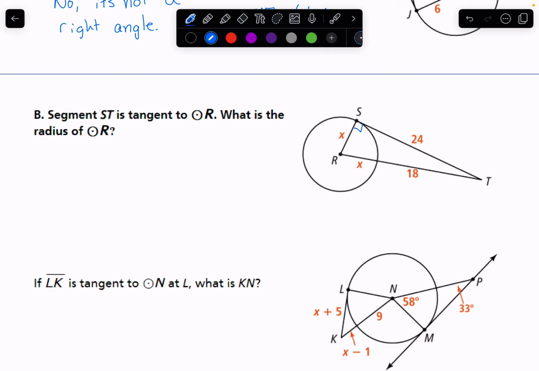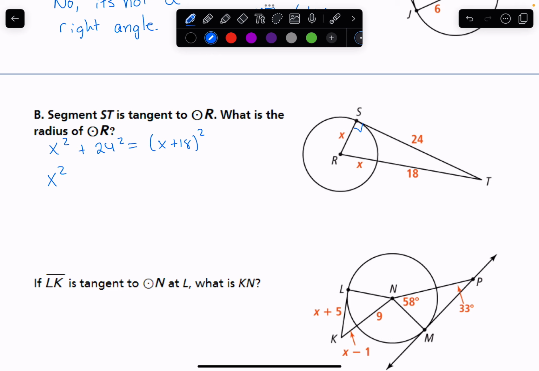So let's do that. I've got my small side, x squared, plus my other small side, 24 squared, equals my long side, RT, that's x plus 18 squared. Keep in mind when you're doing these problems, remember that the right angle is on sort of the outer edge of the circle. People often want to say this is a right angle and use ST as the hypotenuse, but it's not. S is the right angle and RT is the hypotenuse.